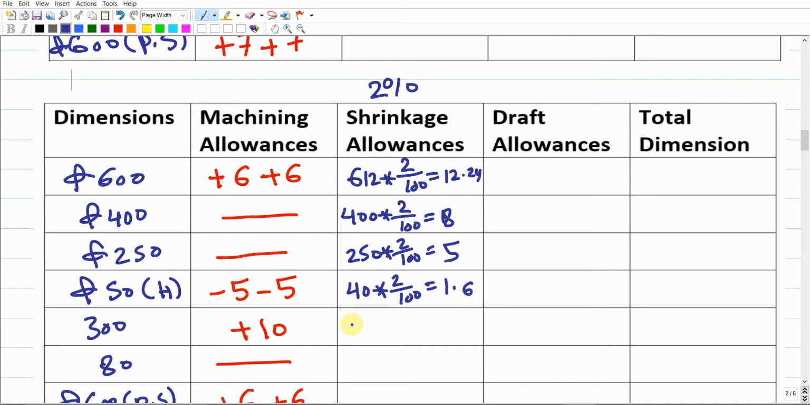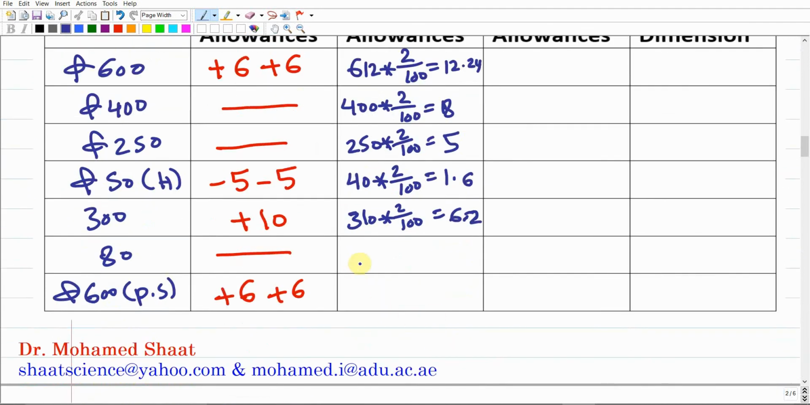For the 300, it's going to be 310 times 2/100. This is going to give us 6.2. Just do the calculation. And then the 80 plus 0, this is going to be 80 times 2/100. This is going to give us 1.6.